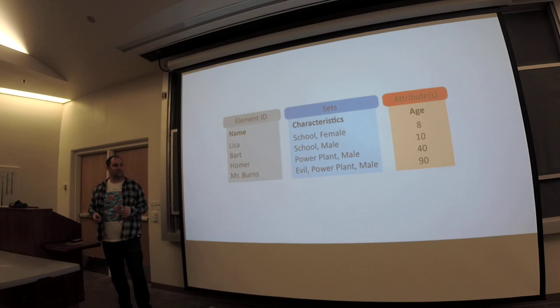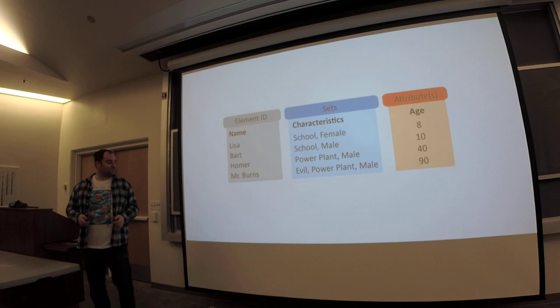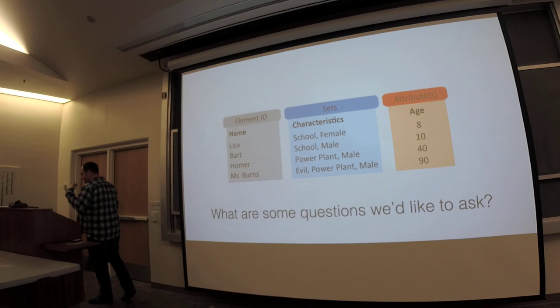Are they in school, are they female, are they in school, are they male, power plant worker, male, are they evil, power plant or male. And then we have some attributes about them, like their age. So first I want to ask, what are the kinds of things that we might want to learn from this?